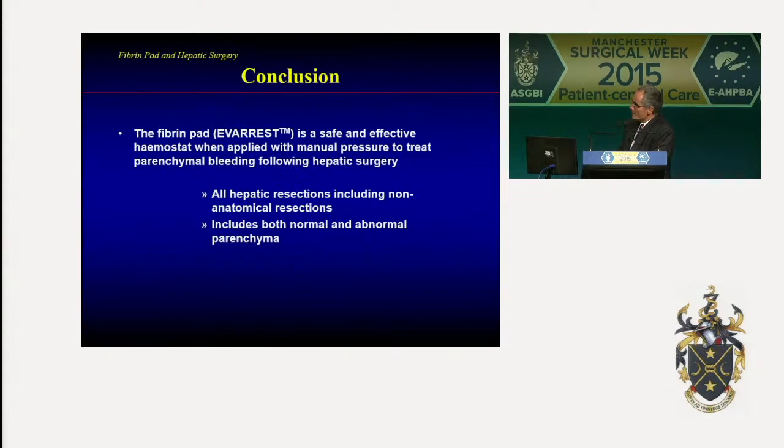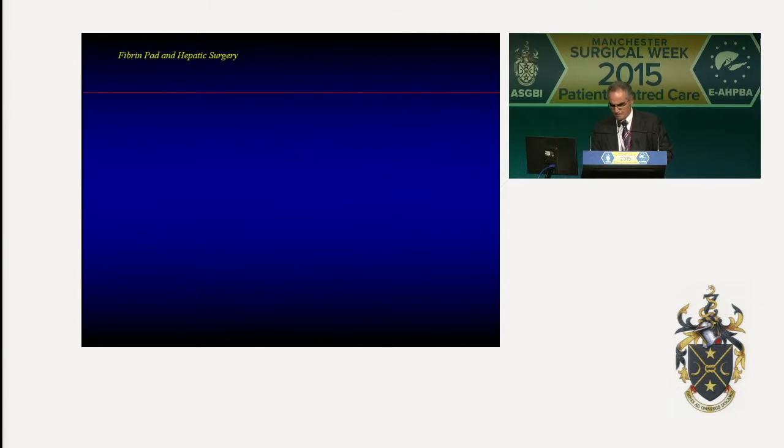So the conclusion is that the fibrin pad is a safe and effective hemostat when applied to treat parenchymal bleeding following hepatic surgery, and this functions across all hepatic resections, including non-anatomical resections, and it also functions in both normal and abnormal parenchyma. Thank you very much.